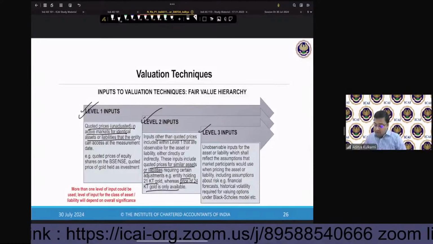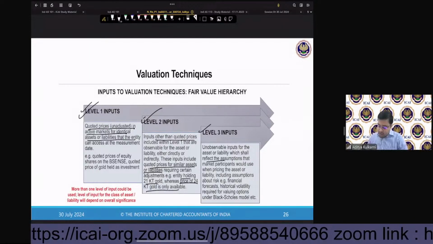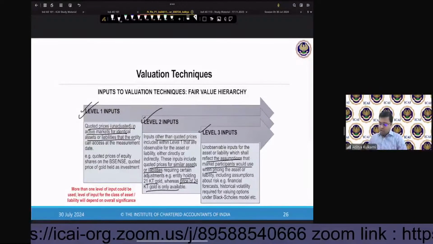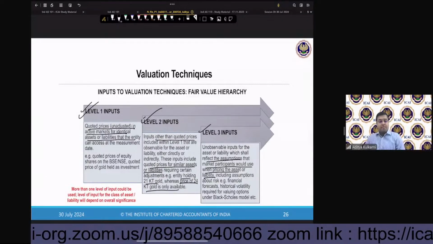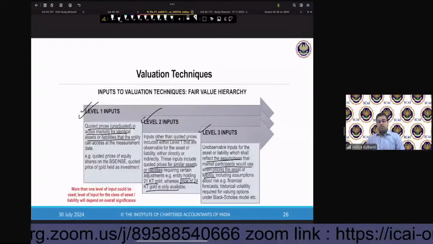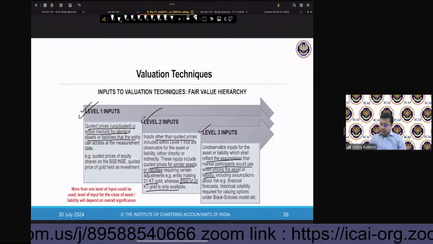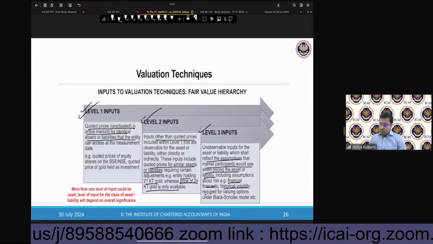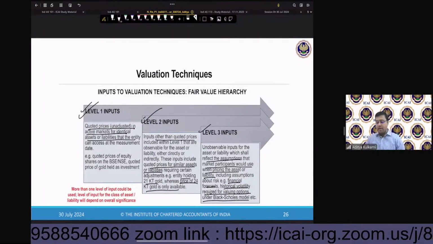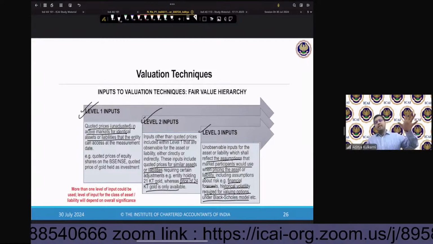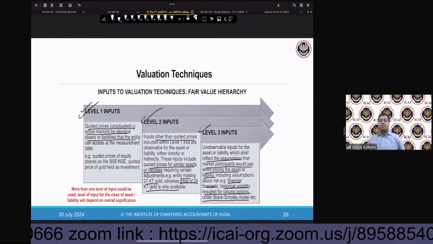Coming to level 3, unobservable inputs for the asset or liability which reflect the assumptions that market participants would use when pricing the asset or liability. So this is very subjective. Examples are financial forecasts, historical volatility required for valuing options under the Black and Scholes model, etc. So for level 3, nothing is there in the market. You yourself have to pick up the value.